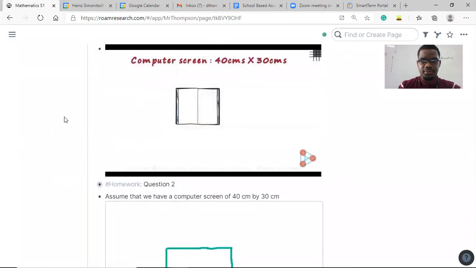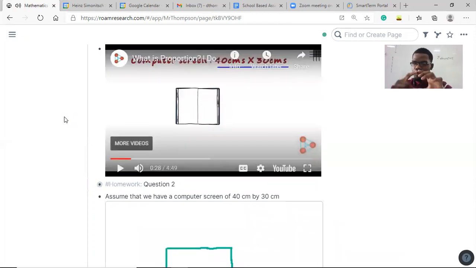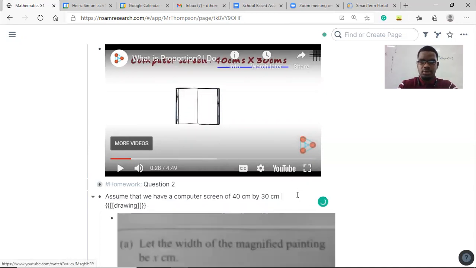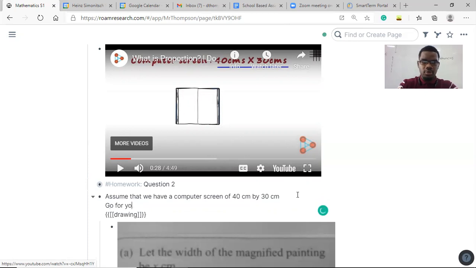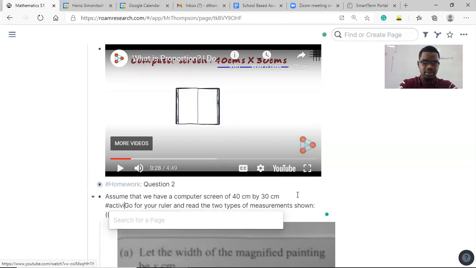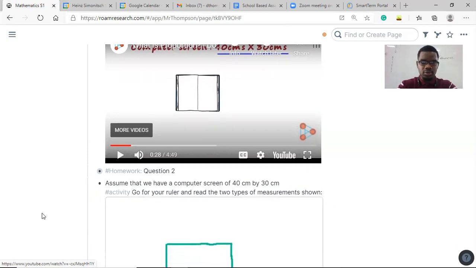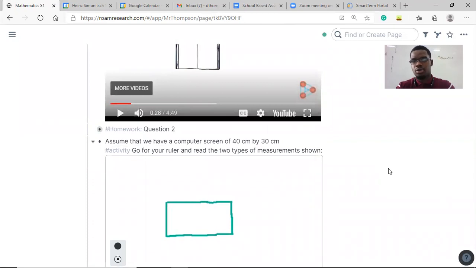Okay. What do you do then? You cannot draw a 40 centimeters by 30 centimeters screen in your notebook. Okay, so if you had a ruler, right, you would notice it has some measurements. So I'm gonna ask you, go for your ruler and read the two types of measurements shown. All right, that's your homework. I'm gonna put hashtag activity. Hashtag activity. What are the two types of measurements on your ruler?